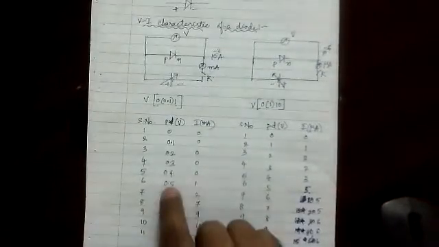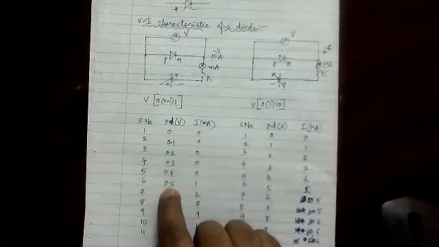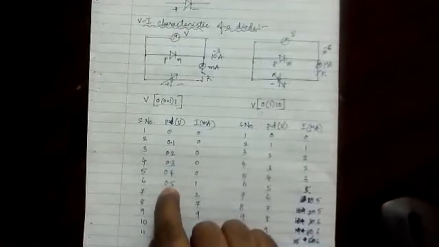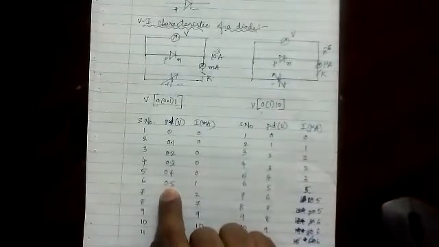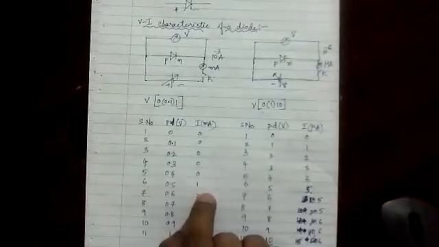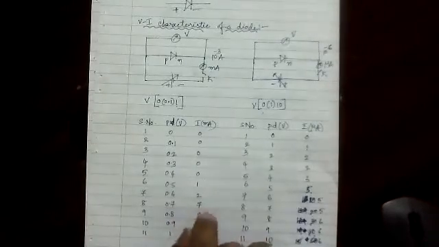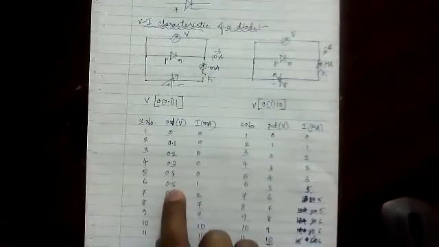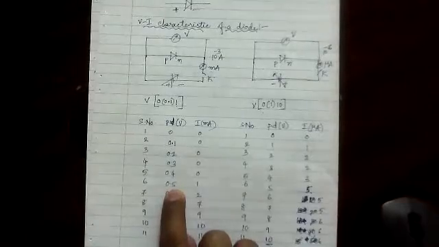What is the meaning of this? This is said to be threshold voltage or knee voltage or cut-in voltage. There are three different names. The voltage at which the current starts flowing through the diode, meaning the conduction of the diode takes place, is said to be cut-in voltage or knee voltage or threshold voltage.